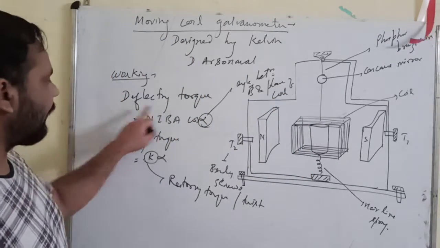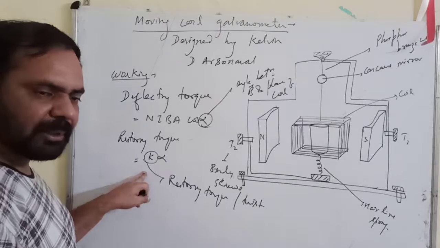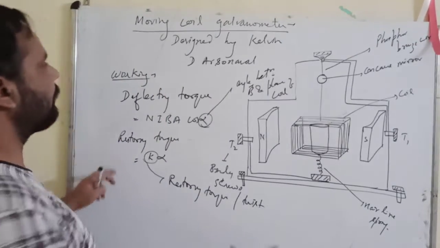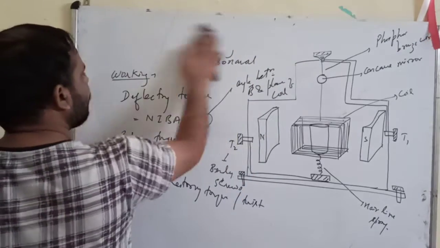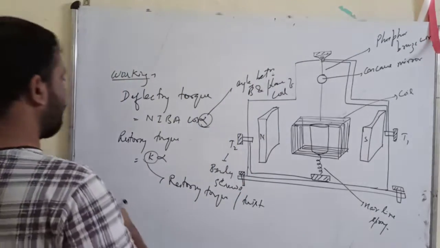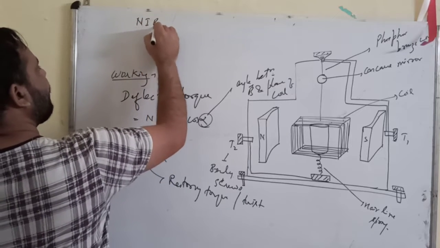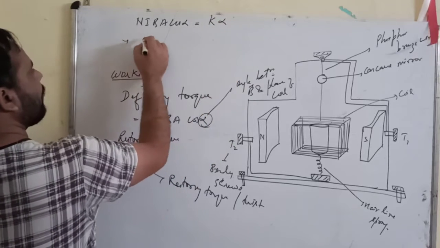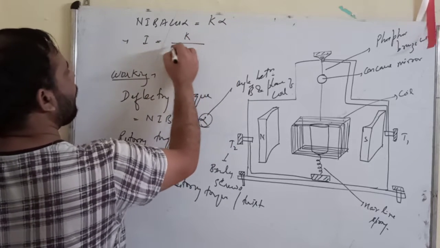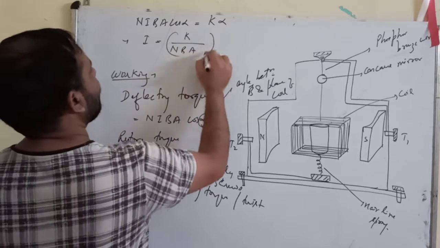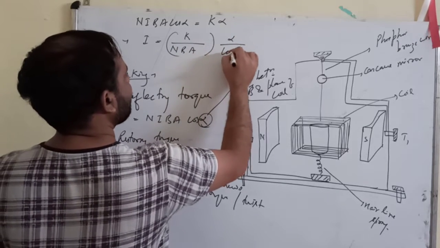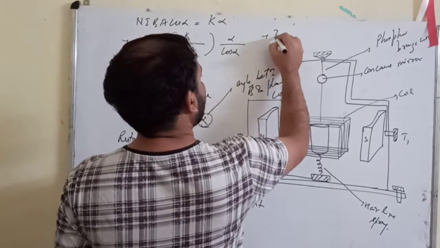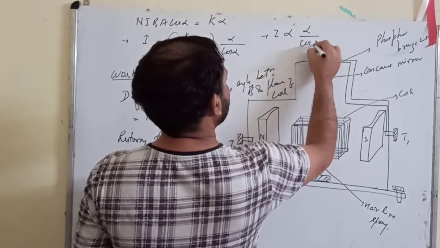Right? So the deflecting torque is this much, restoring torque is this much. At the equilibrium, both of them will become equal, and what will be the value? You get NIBA cos alpha is equal to K alpha. So how much is I? It is equal to K upon NBA, right? And alpha upon cos alpha. We get this. So it means that I is proportional to alpha upon cos alpha.